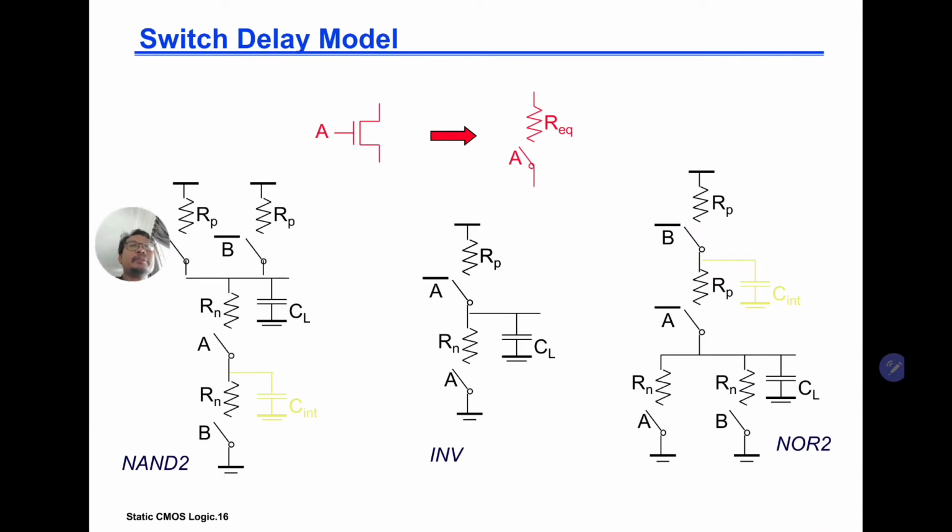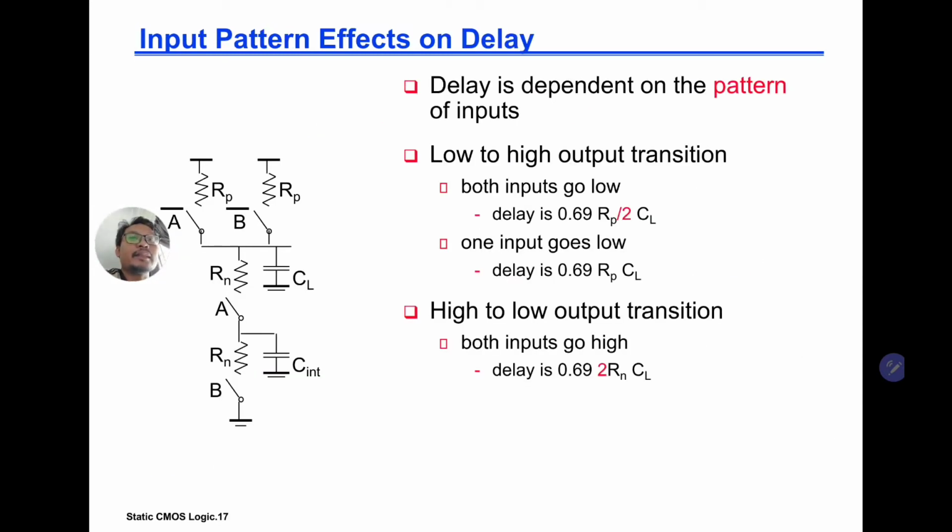Okay, so the switch delay model, we've seen this already in the inverter. So basically you can replace a transistor with a series connection between a resistor and a switch. Okay, so the same thing. So if you replace this, you can analyze in terms of logic level. Okay, logic 0, logic 1, instead of looking maybe at the voltage level. Okay, so let's have a look at the input patterns' effect on the delay. So delay is dependent on the pattern of the inputs.